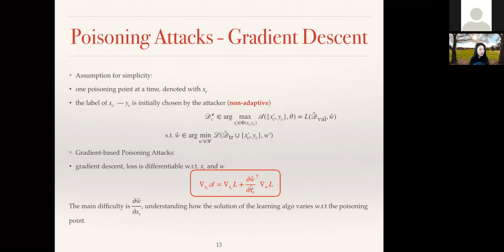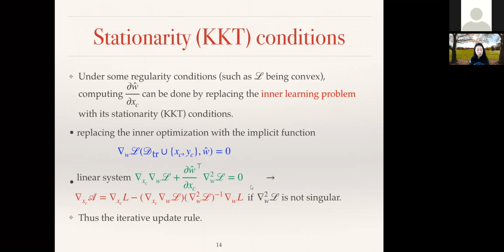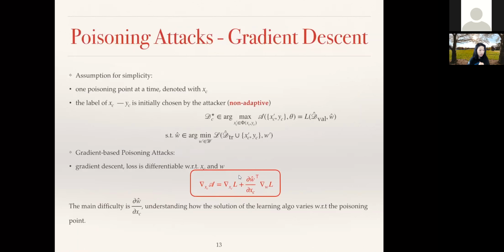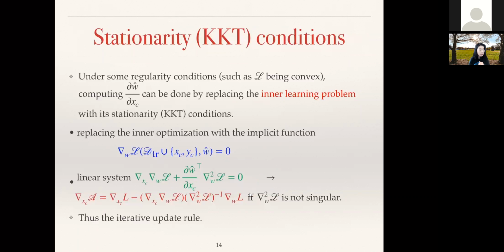So how do we do that? Essentially, we're looking at a stationary condition and replacing the inner optimization with the implicit function of taking the gradient equal to 0. But what's really interesting here is that you take an extra gradient with respect to x_c, and that would give you a linear system, which will give you the solution of the previous quantity that we don't know how to solve, right? So what this is saying is that using the stationary condition, we will be able to find a closed-form solution for that quantity in the previous slide, okay? So that's the main idea.